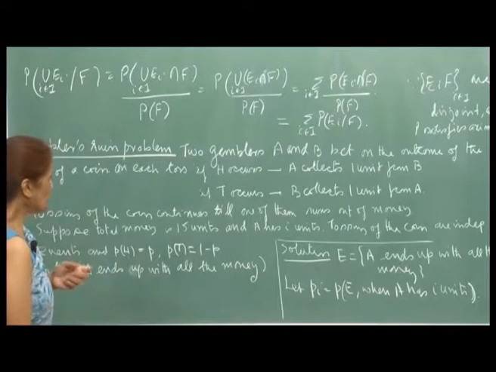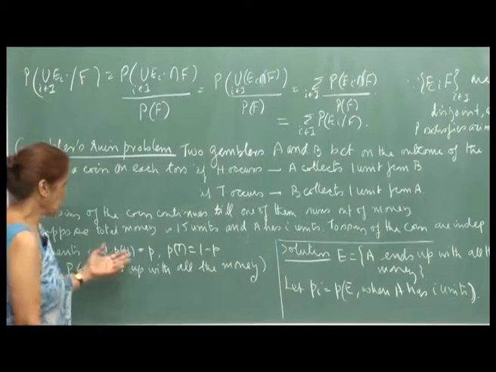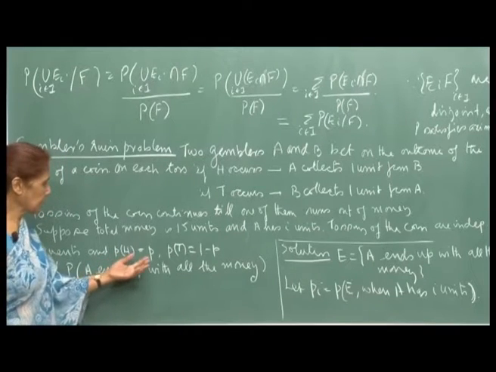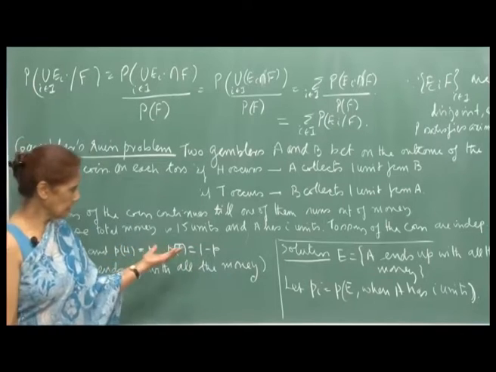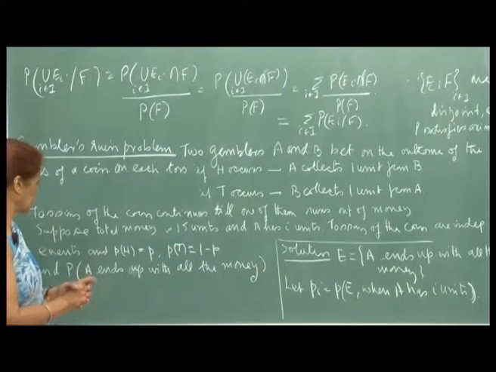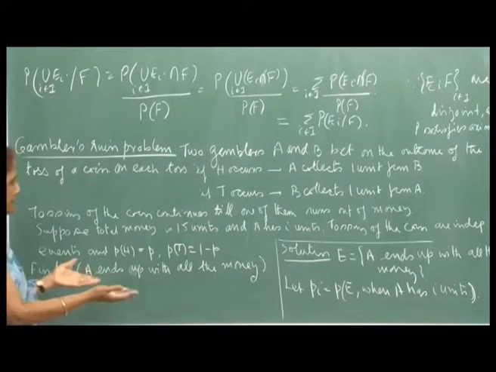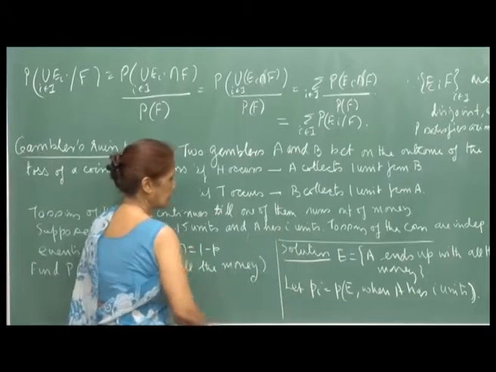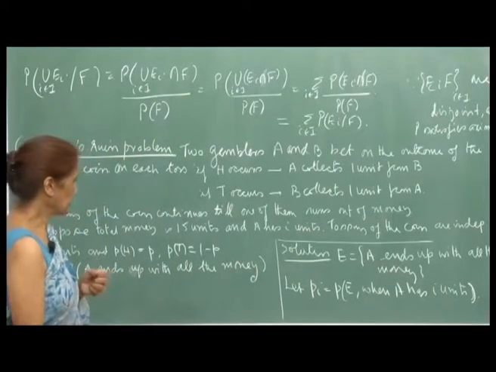Okay. Now, the tosses of the coin are independent events, and we are assuming that the coin is biased. So, therefore, probability of H is p and probability of T is 1 minus p. Well, okay, we will also consider the case when p is half. Okay. Now, we want to find the probability that A ends up with all the money, and we have assumed that at the starting point A had i units of money with him, right.